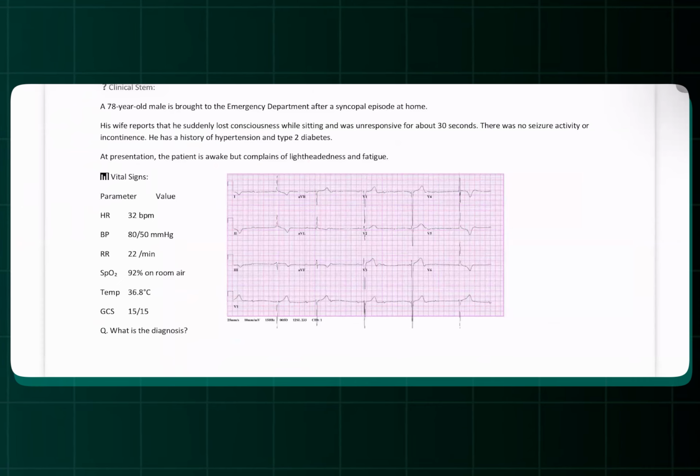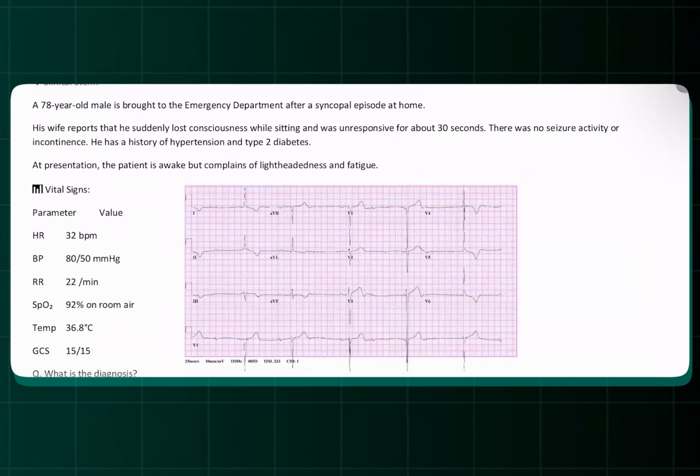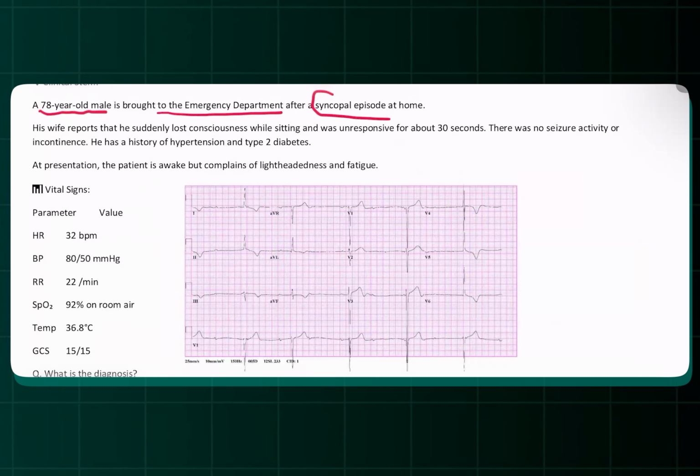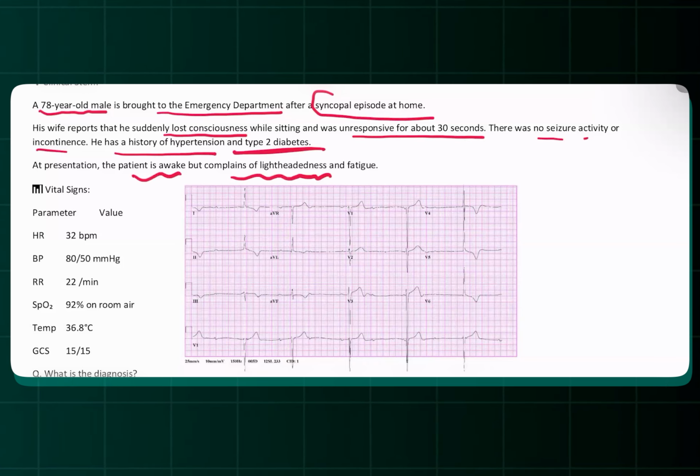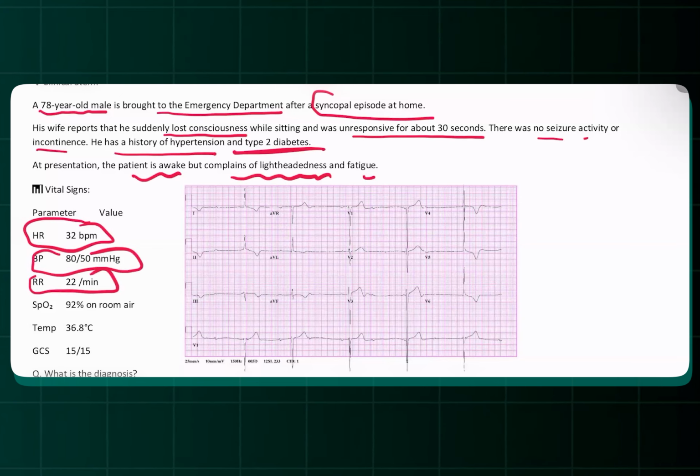All right. Okay. We have a patient who is a 78-year-old male brought to the emergency department after a syncope episode at home. His wife reports that he suddenly felt unconscious while sitting and was unresponsive for 30 seconds. No seizure activity, no urinary incontinence. He has history of hypertension and is diabetic. At presentation, patient is awake but complains of lightheadedness and fatigue. Heart rate is 32, BP is 80/50, respiratory rate 22, and saturation is 92% on room air. Temperature is 36.8, GCS is conscious.